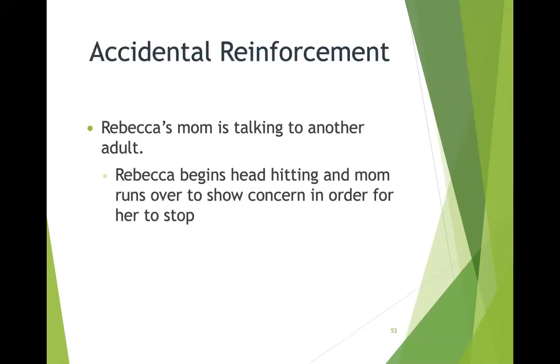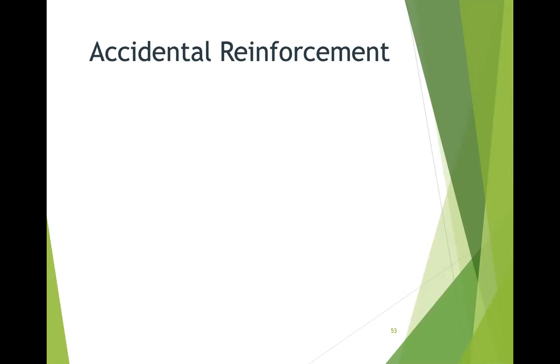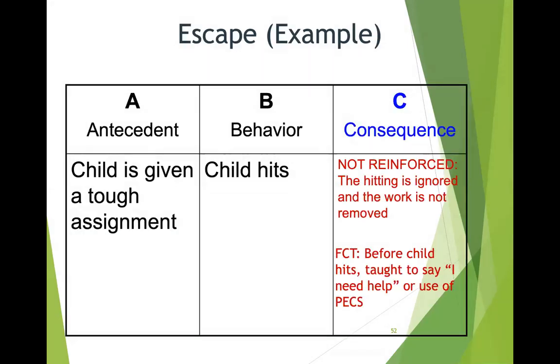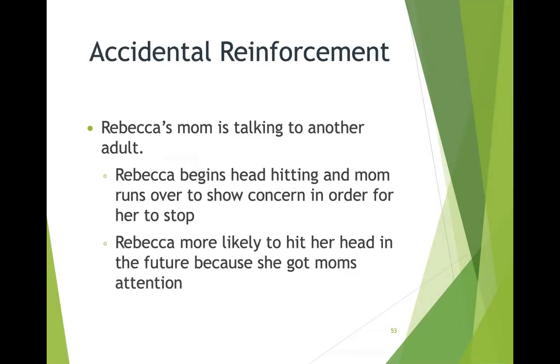It's also very important that we avoid accidental reinforcement. So we want to stick to the reinforcement program that you choose, or you may accidentally reinforce the wrong behavior and teach that individual that their inappropriate behavior gets what they want. So I'm going to give you examples of what this might look like. Rebecca's mom is talking to another adult. Rebecca begins head hitting and mom runs over to show concern in order for her to stop. Rebecca is more likely to hit her head in the future because she's got mom's attention.